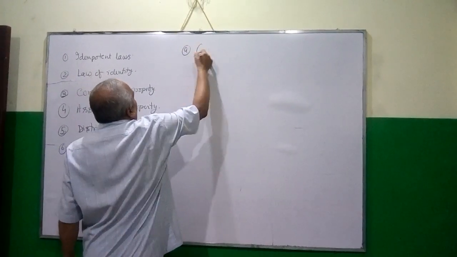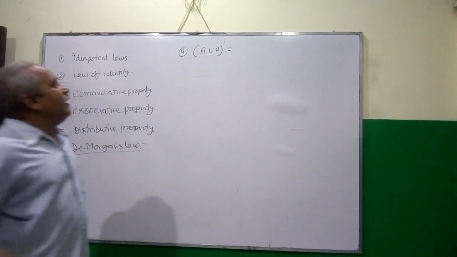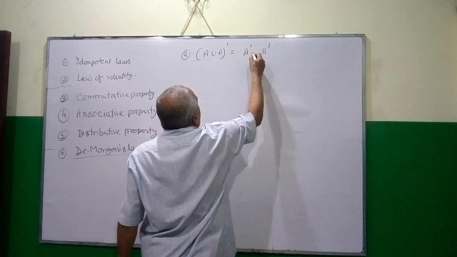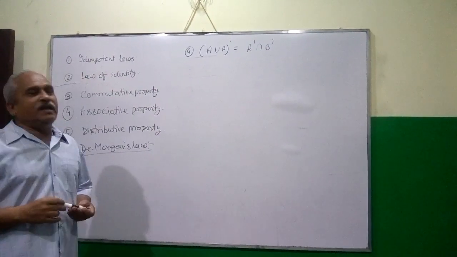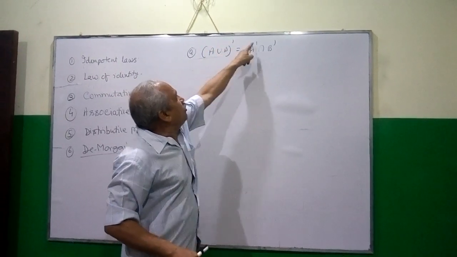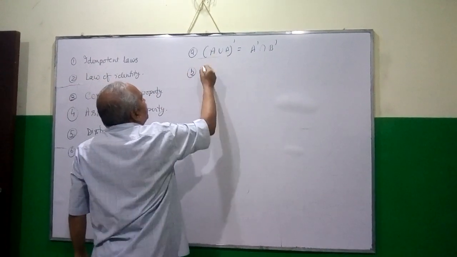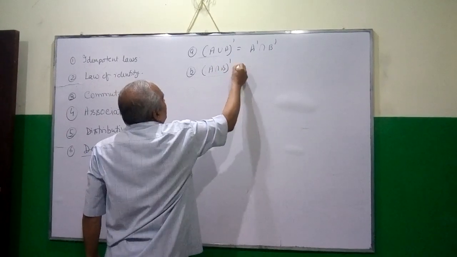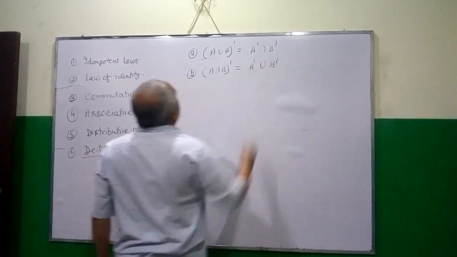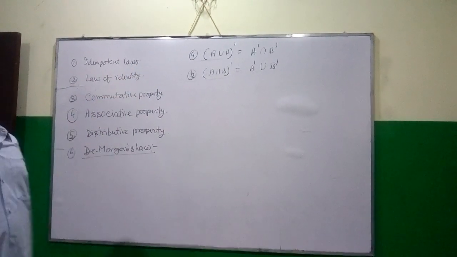It has two forms. One is (A union B) whole complement. We have done the complement. The complement is applied to both sets, and the union is changed into intersection. This is the law. In the same way, there is a rule for intersection: (A intersection B) whole complement equals the complement applied to both, and the intersection is changed to union. These are the two laws stating De Morgan's law.